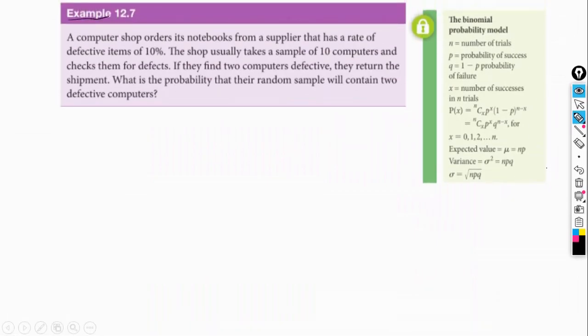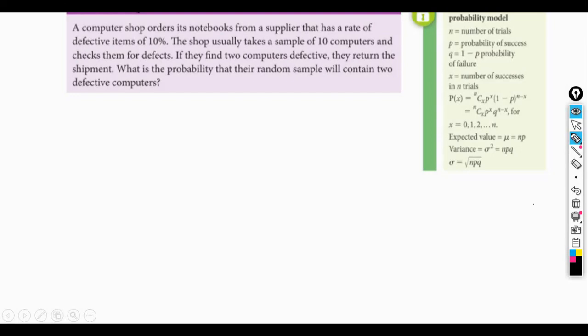We continue with example 12.7, and it says, a computer shop orders its notebooks from a supplier that has a rate of defective items of 10%. The shop usually takes a sample of 10 computers and checks them for defects. If they find 2 computers defective, they return the shipment. What is the probability that their random sample will contain 2 defective computers?